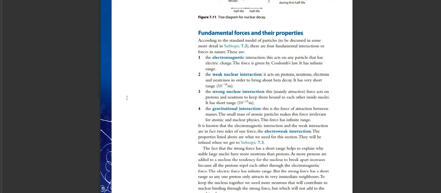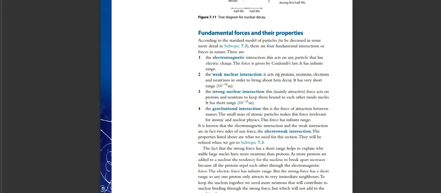The fundamental forces and their properties. We know what forces are, but in nature there are actually four main types of forces, categorized depending on the range at which they act and between what they act. We know what electromagnetic interaction is. It's between charged particles, it's given by Coulomb's law, and it has infinite range. Even if you're at two distant ends of the universe, you're still going to feel the electromagnetic force.